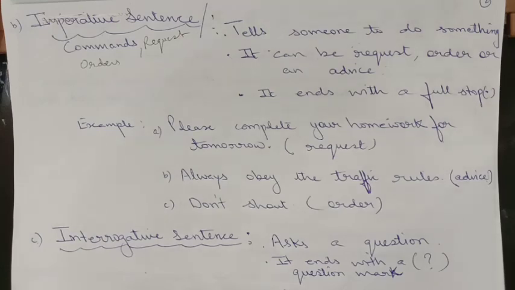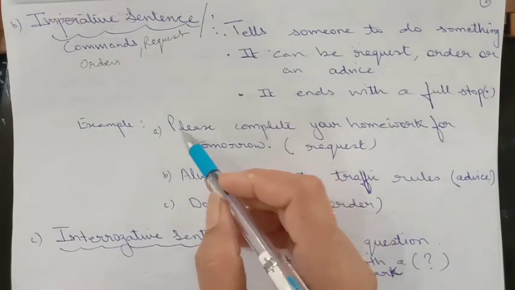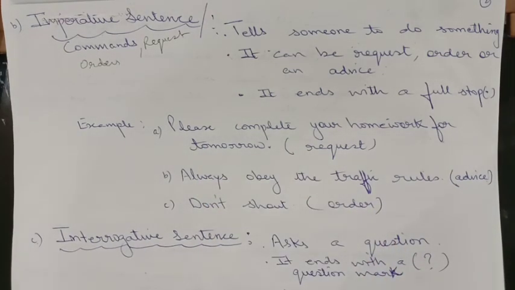Imperative sentences tell someone to do something. They command, they give orders or they request. It ends with a full stop. Please complete your homework for tomorrow. It's a request. You can see the term please. Please always obey the traffic rules. It is advising you. Don't shout. It's giving an order. So the sentences which give commands or requests or advice are known as imperative sentences. They also end with a full stop.